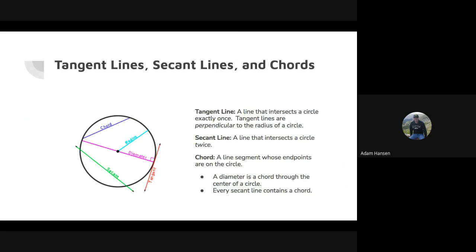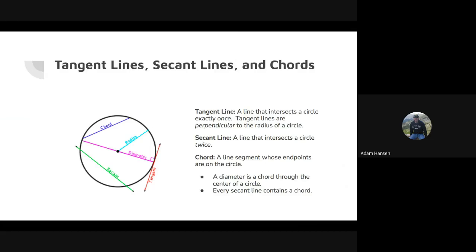If the tangent line intersects the circle once, how many times does a secant line pass through a circle? Twice. That's why it's a secant line. It goes through twice. That's how it's different than a tangent line. In green, I have a secant line. Two types of lines: tangent lines and secant lines.